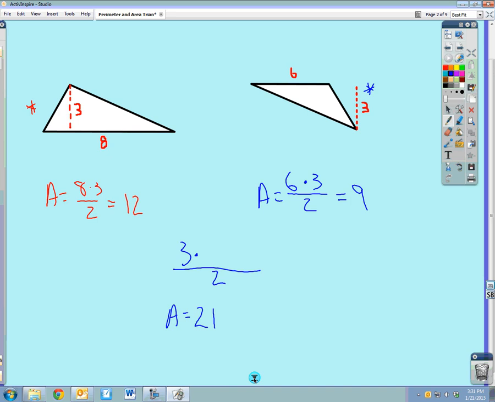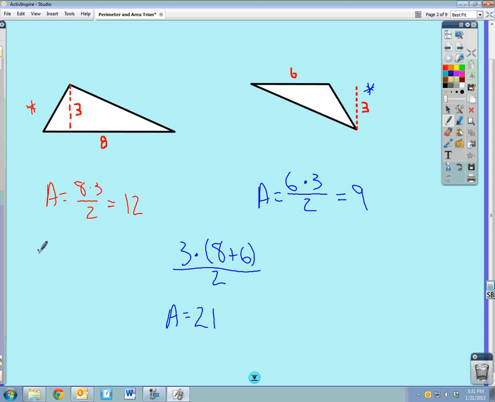What else is the same for both of these? I think that's about it. The only thing that's different is the 8 and the 6. The two bases are different. In the end, we added the 12 and the 9 together. So this would be kind of like doing 8 plus 6, because we're adding those two bases together. Or we're adding those two areas together.